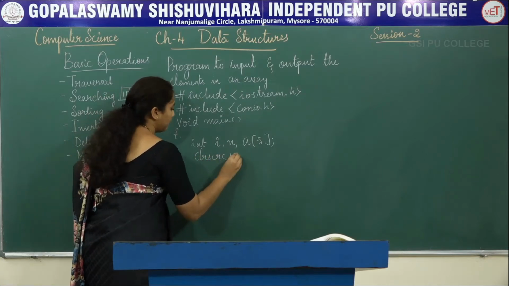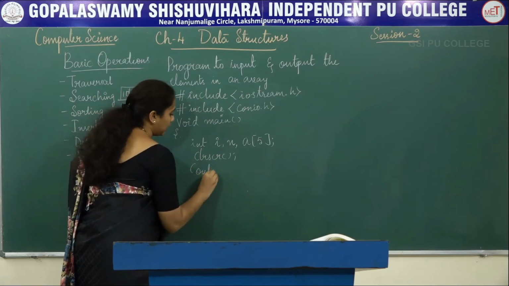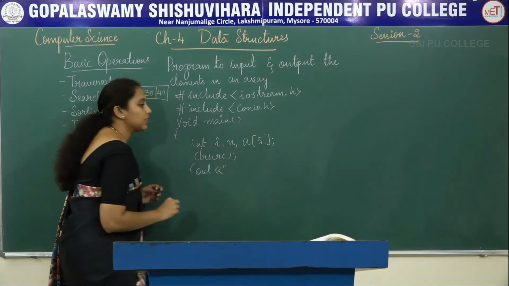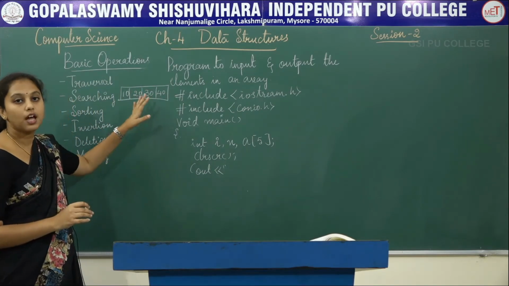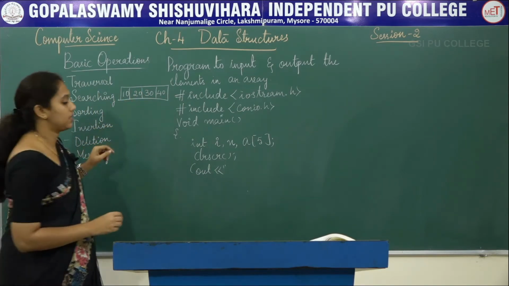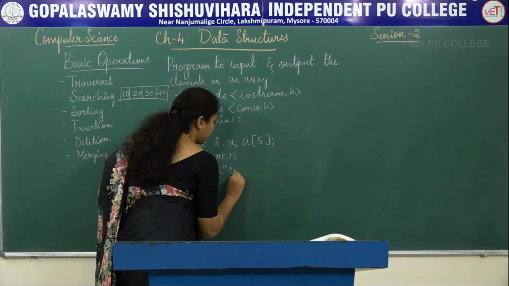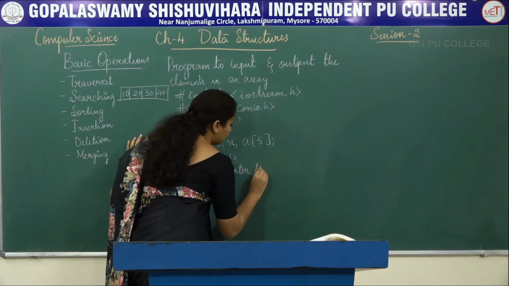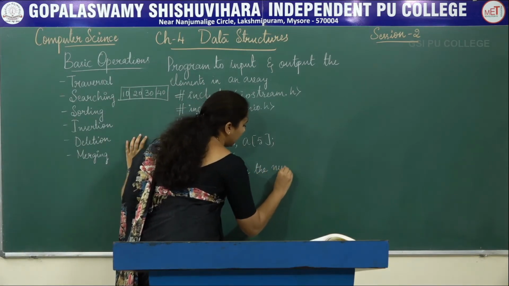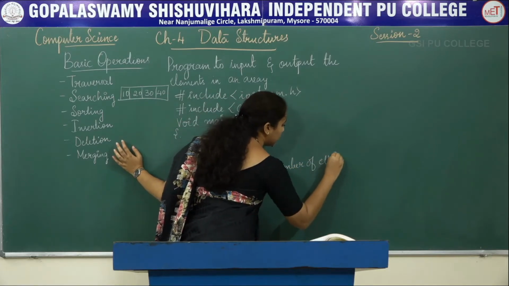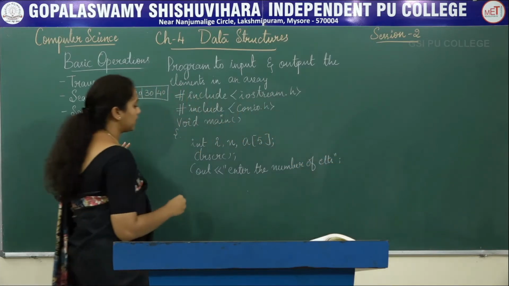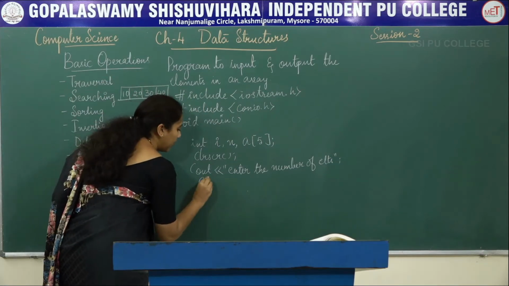Clear screen, clrscr. Enter the number of elements. So how many elements do I want to store here? I want to store 4 elements. So enter the number of elements. We are asking the user to enter the number of elements.